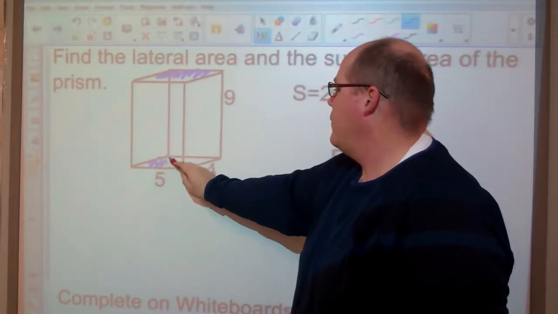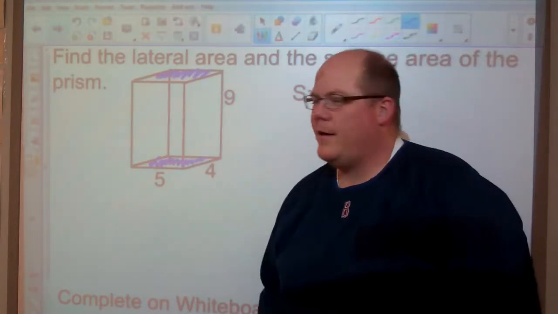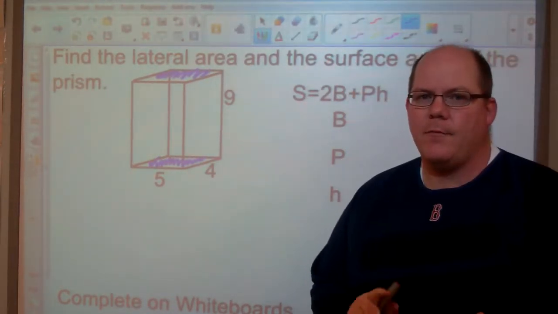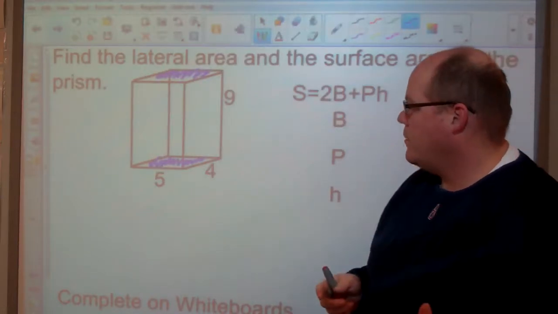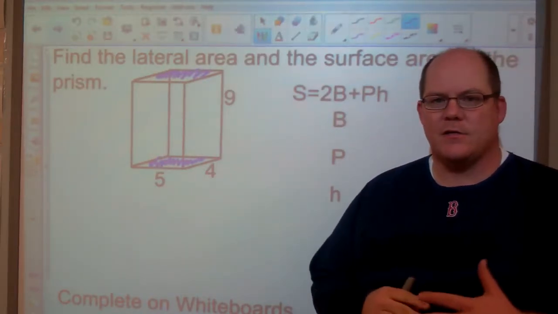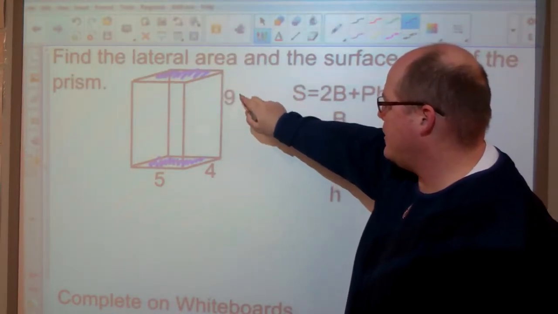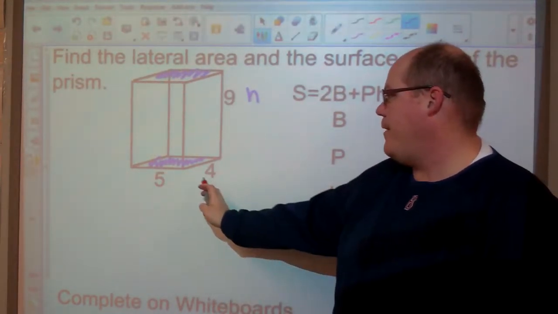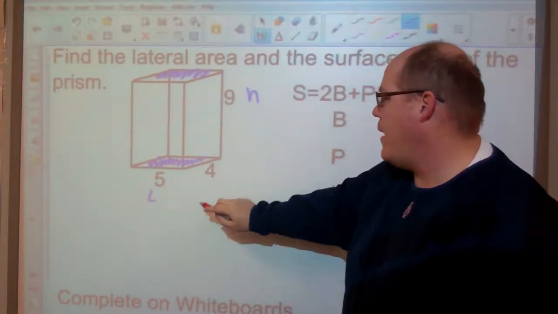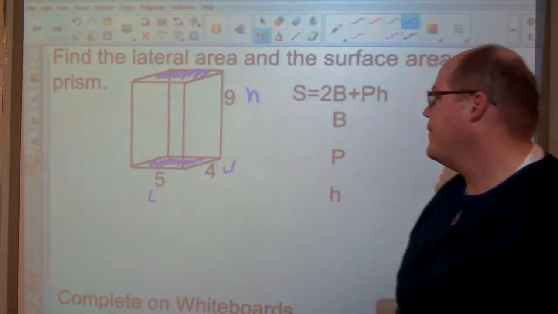Base and base. And then I'm going to label my height, my length, and my width. So again, we talked about the height is the part that connects the two bases. So base, base. You see here the 9. This is connecting them. So that's the height. And then I'll call the front one L and the side W.